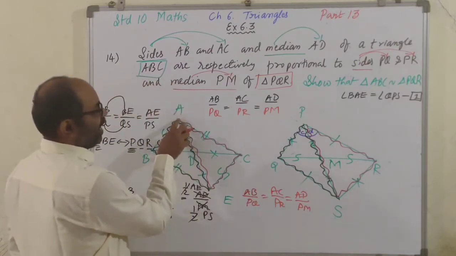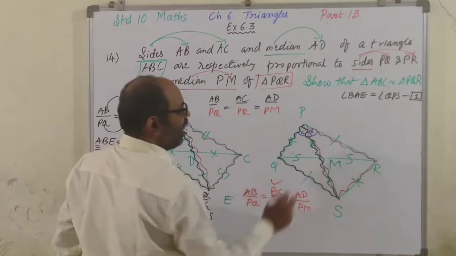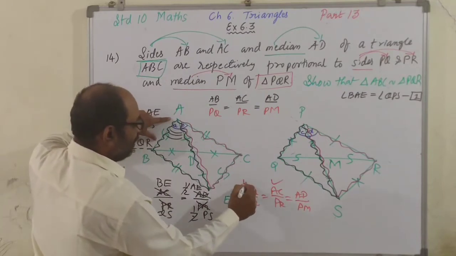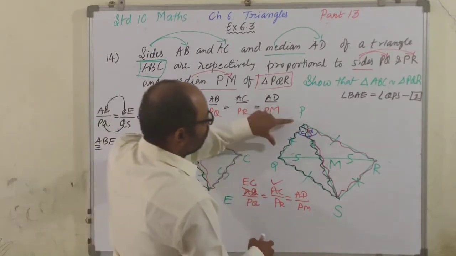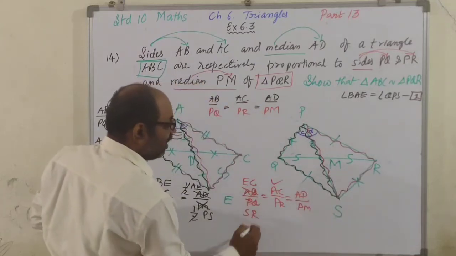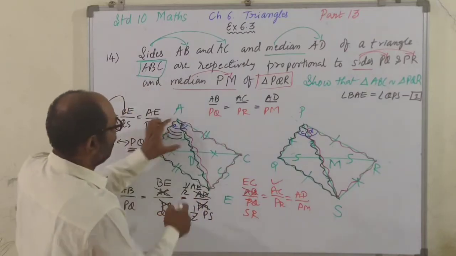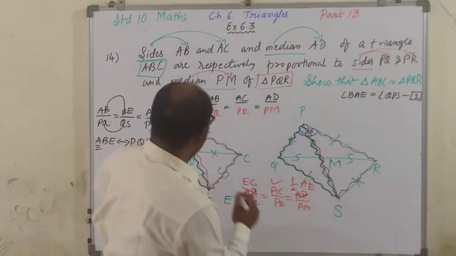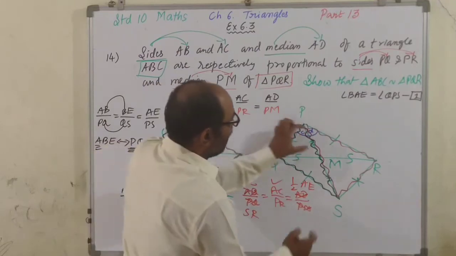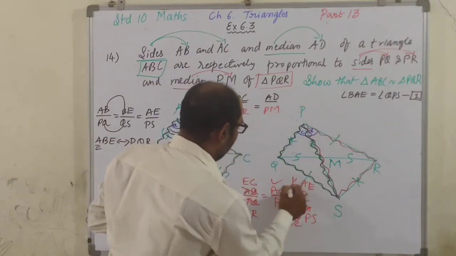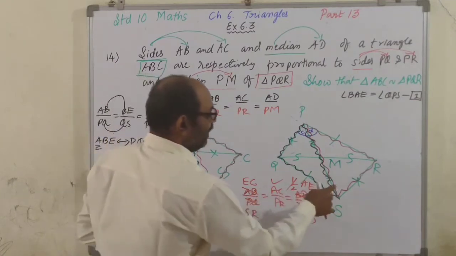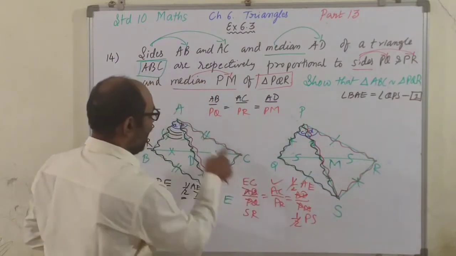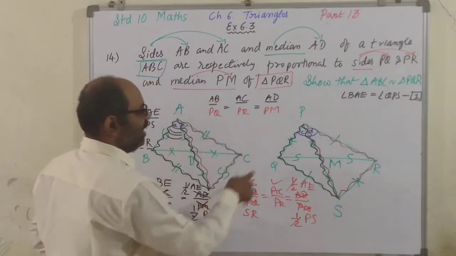Let's see. In red, we have AC and PR. That is equal to AB. In place of AB write EC, and below, in place of PQ write SR. This is AD, so in its place write half of AE, and in place of PM write half of PS. Cancel, so you got that. EC upon RS is equal to AC upon PR is equal to AE upon PS.